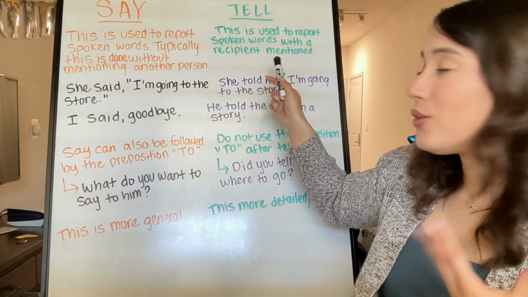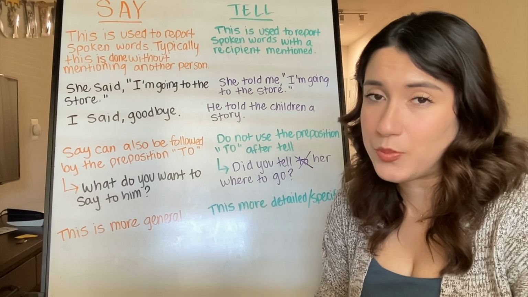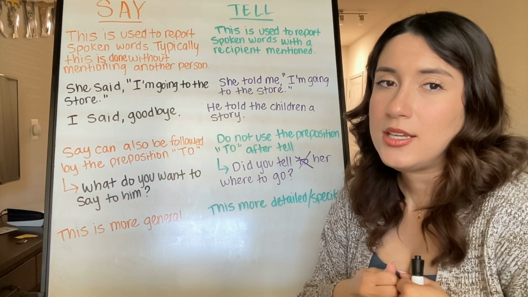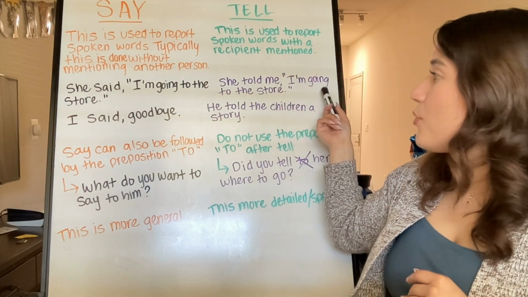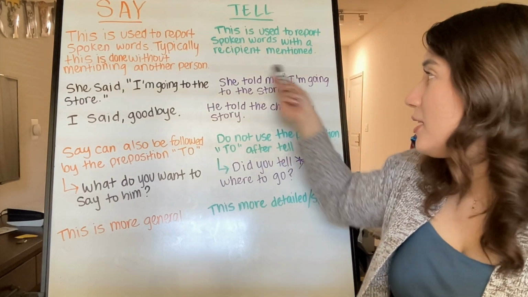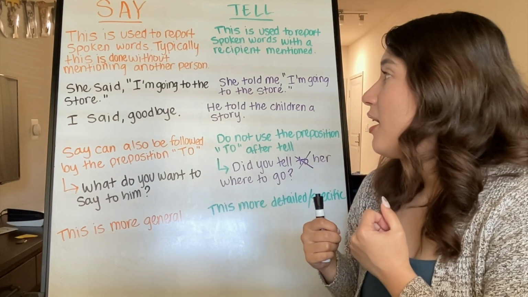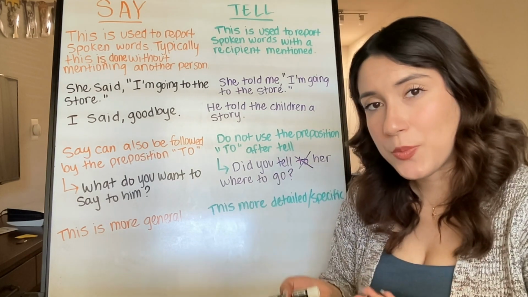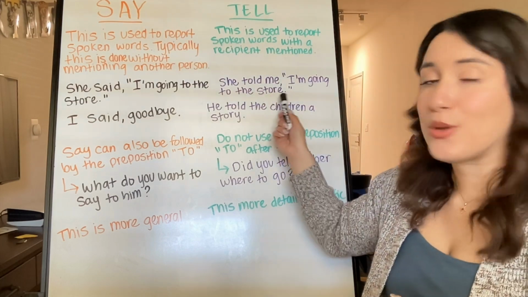Now, with tell, it's also used to report spoken words, but in this case, we are mentioning a recipient. There is a second person, a listener that is absorbing this information, and there's more detail to it. For example, she told me I'm going to the store. There's a recipient here, which is me. She told me this piece of information, and so we're giving more detail. We're giving an extra person. We're not only stating what she said, but we're also saying that there's another person here.